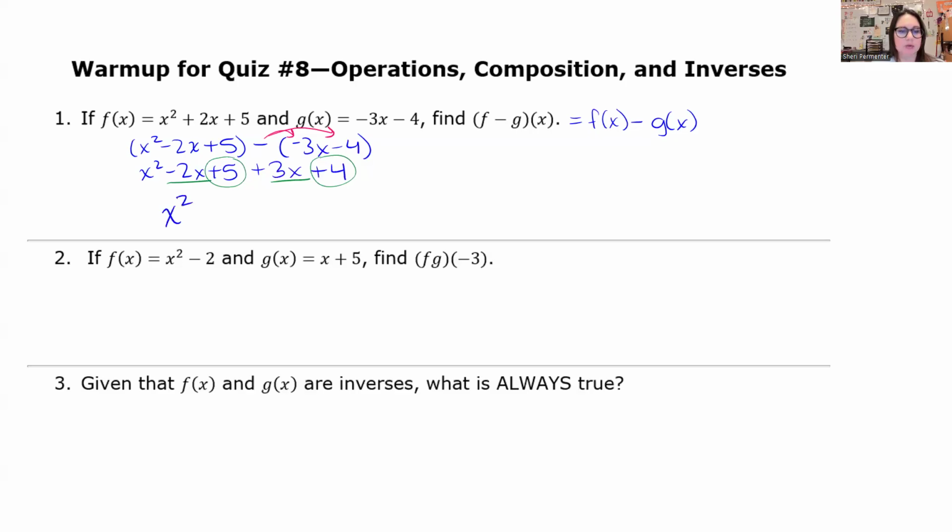So I'm going to get x squared, negative 2 and positive 3. Okay, 3 minus 2 is going to be 1, so plus x. And then 5 plus 4 is 9.